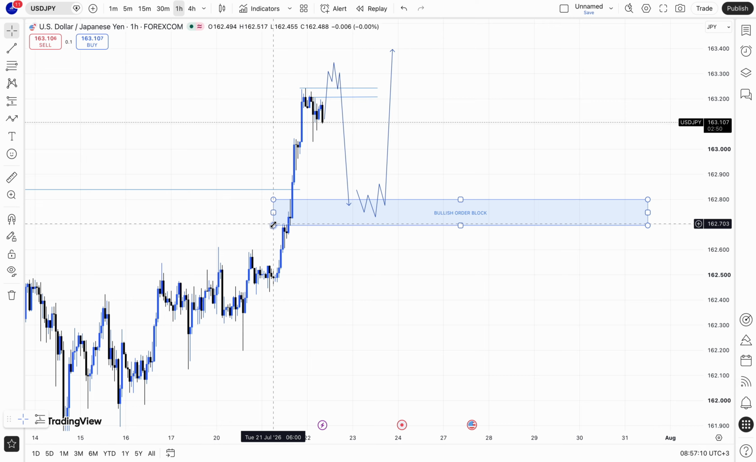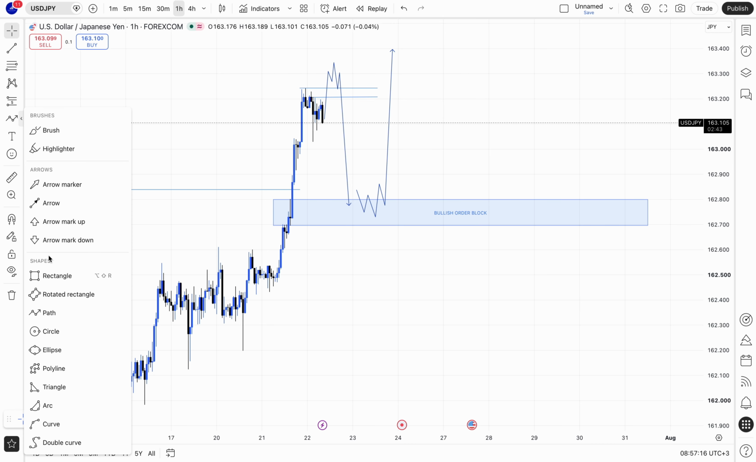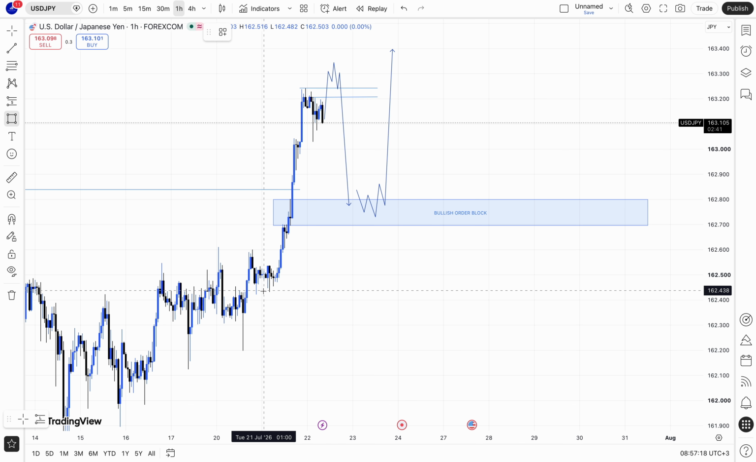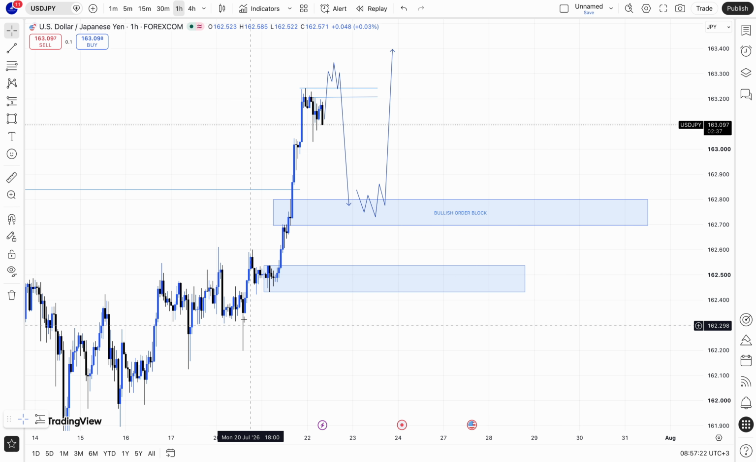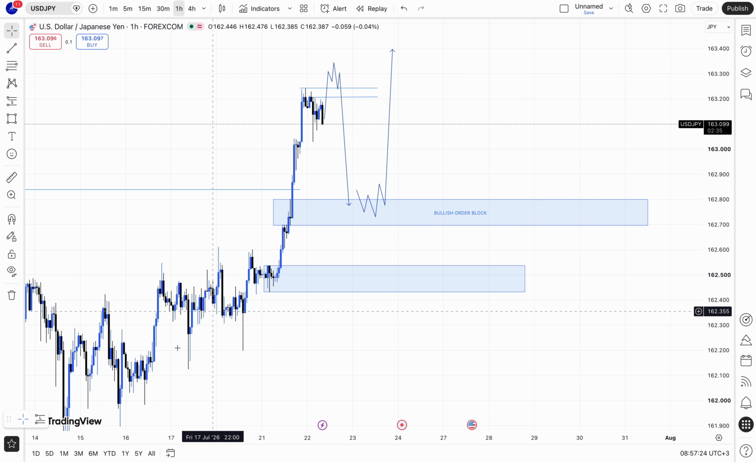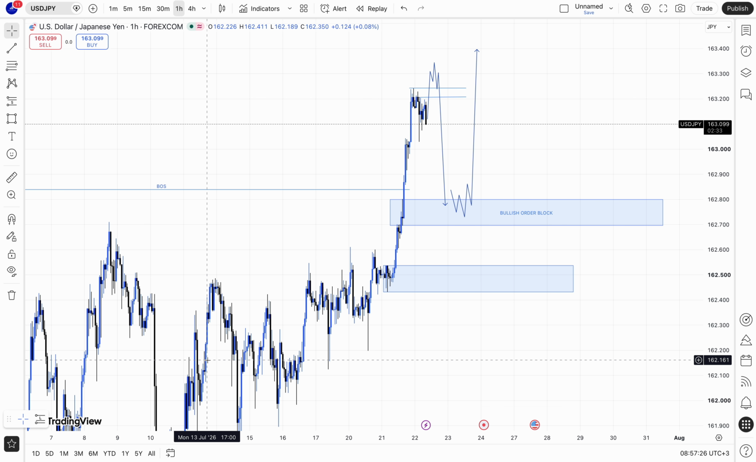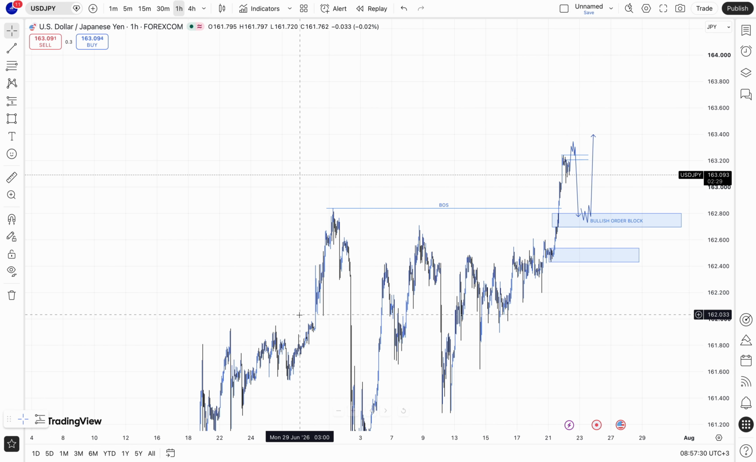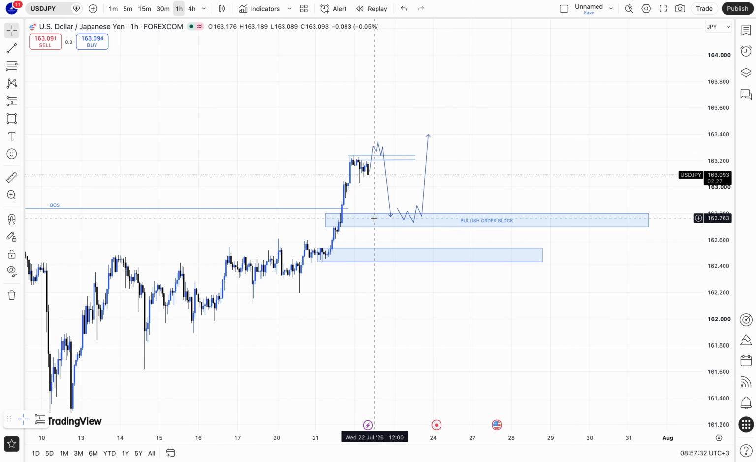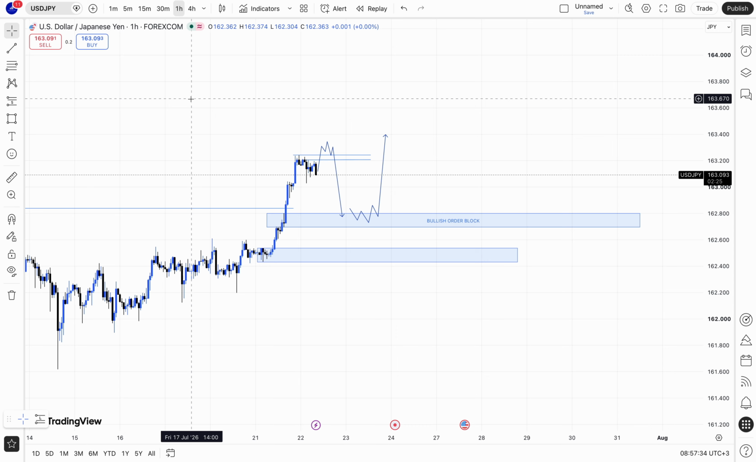Although we have more order blocks, like this order block also. It's also unmitigated. You can also mark it out. You can also mark this order block, and after that, you can also mark it out on the order blocks. But for now, let's mark out those only two order blocks.